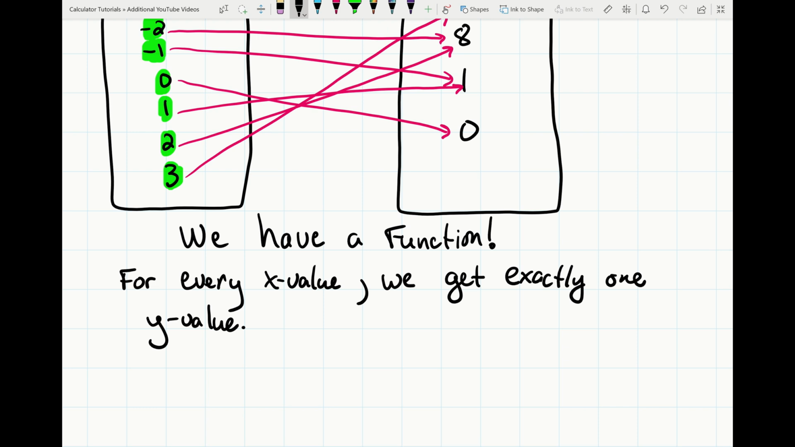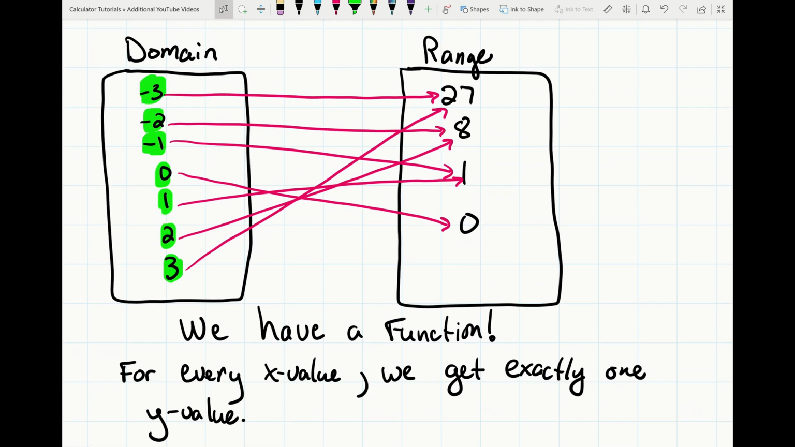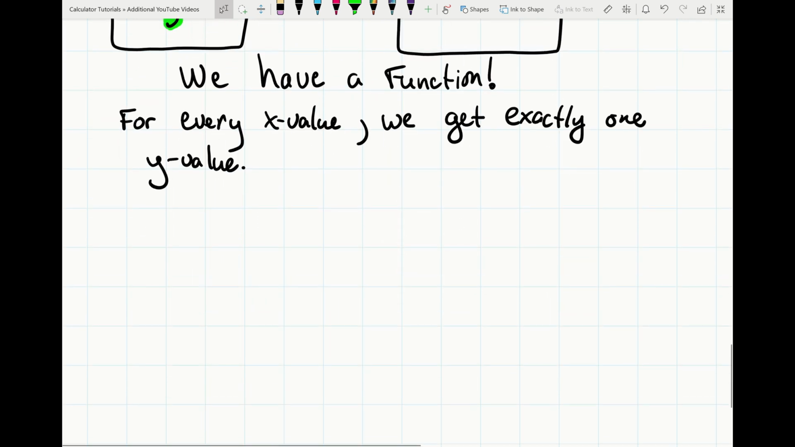Now, let's do another example, because I showed you one where we have a function. I think it's going to be extremely beneficial if we show you one where it's not a function. So here's our next example. We're going to do the same thing. We're going to have ordered pairs.